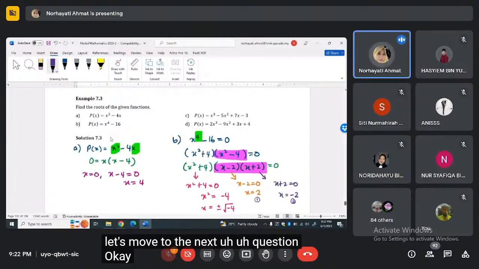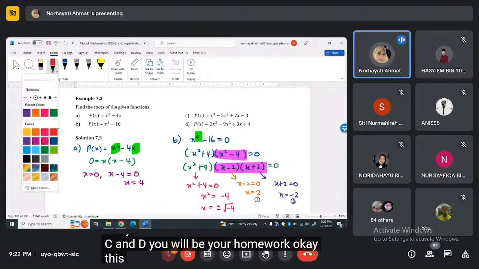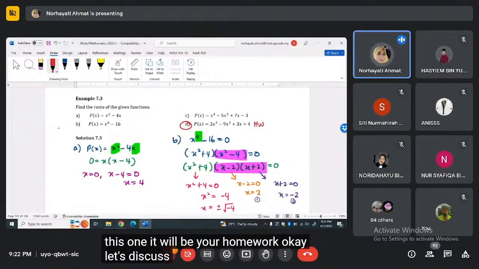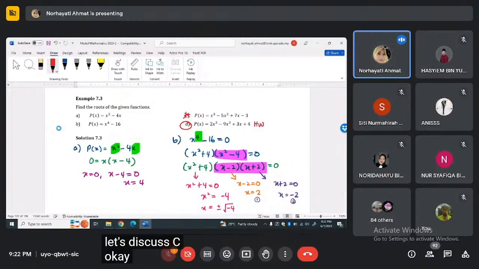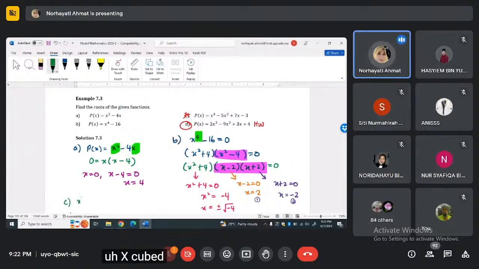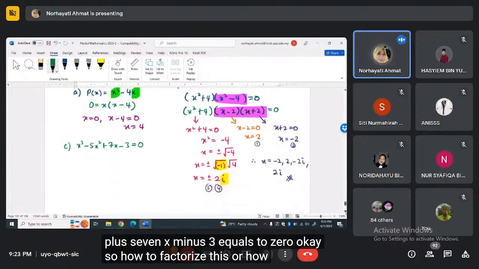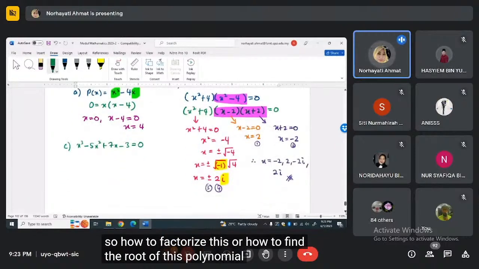Okay, yang saya akan bincang nombor C and D, it will be your homework. Okay, this one, it will be your homework. Okay, let's discuss C. So, C, kita ada x cube minus 5x square plus 7x minus 3 equals to 0. Okay, so how to factorize this? Or how to find the root of this polynomial?